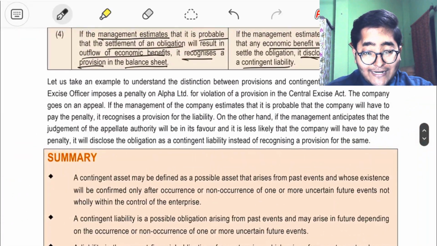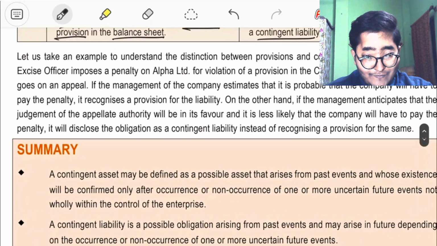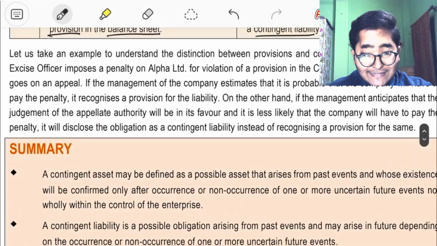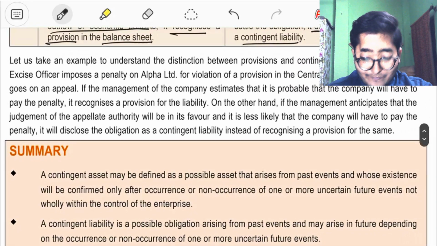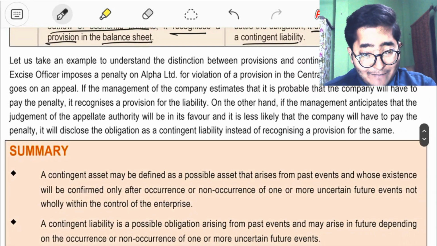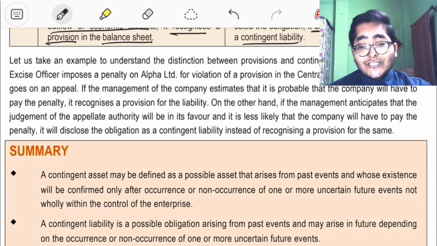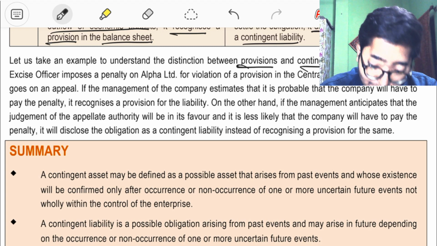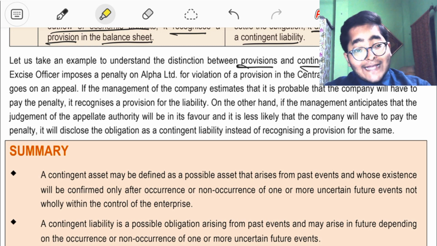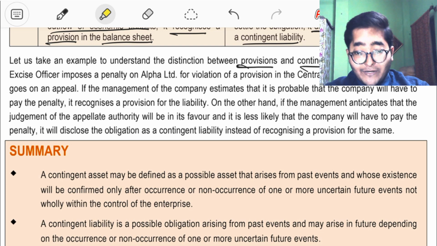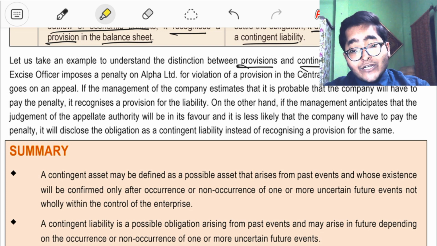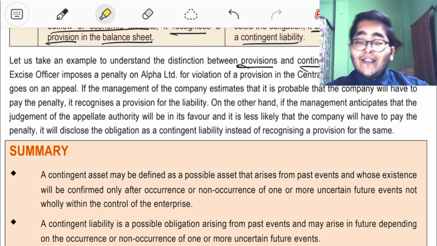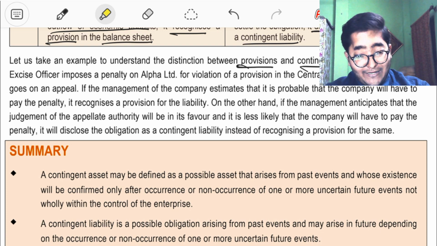So let us take an example, as given in the study material. Let us take an example to understand the distinction between a provision and a contingent liability. The Central Excise Officer imposes a penalty on Alpha Limited for violation of a provision in the Central Excise Act. The company goes on an appeal.